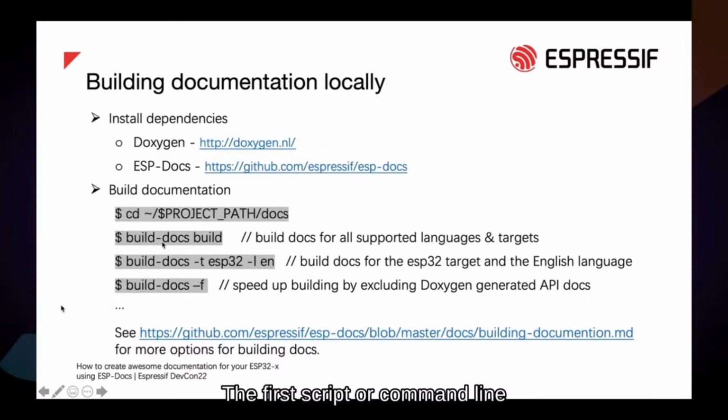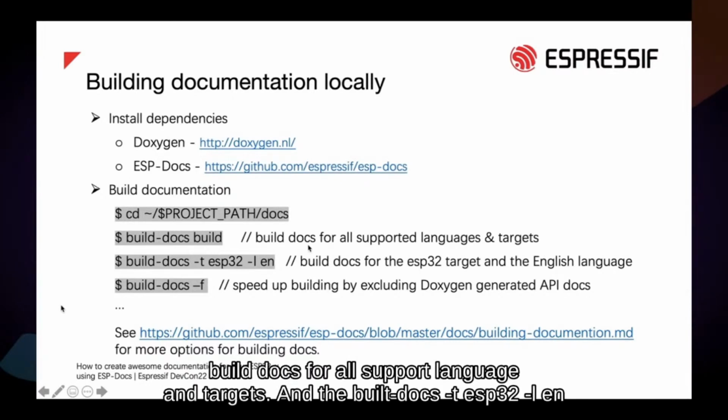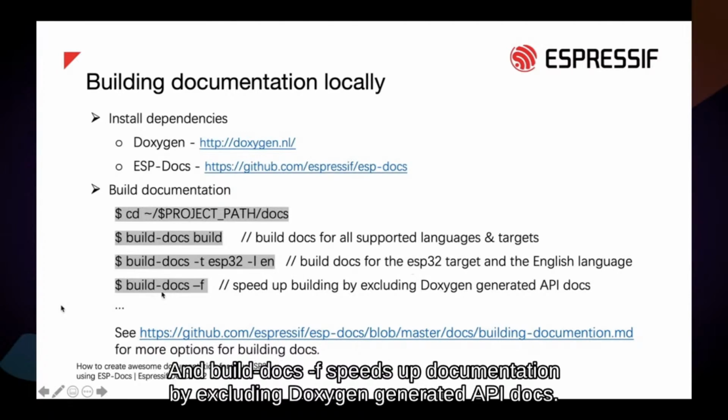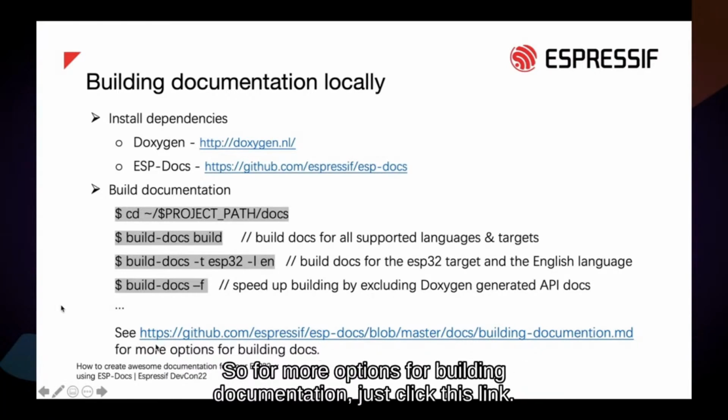The first command builds docs for all supported languages and targets. The build-docs command with target ESP32 and language English builds docs for the ESP32 target in the English language. And build-docs fast speeds up documentation by excluding Doxygen generated API docs. So for more options for building documentation, just click this link.